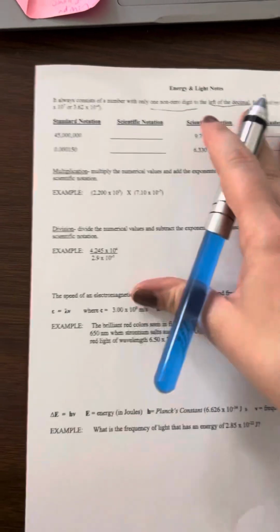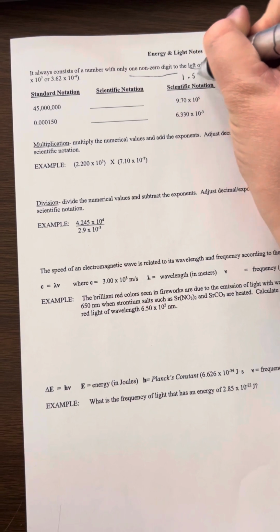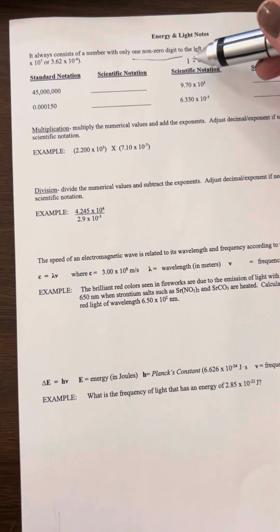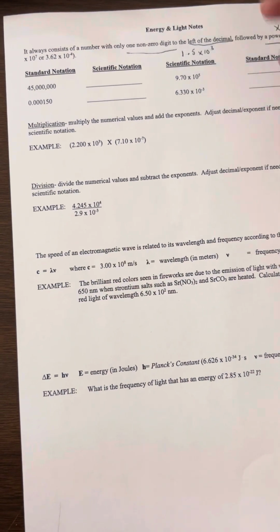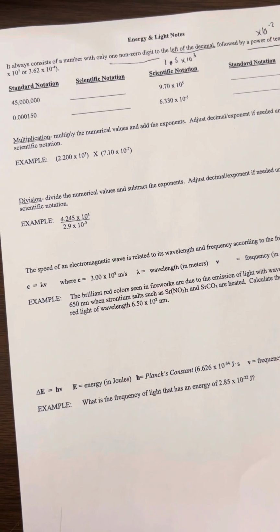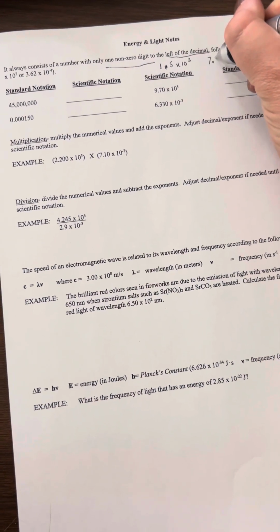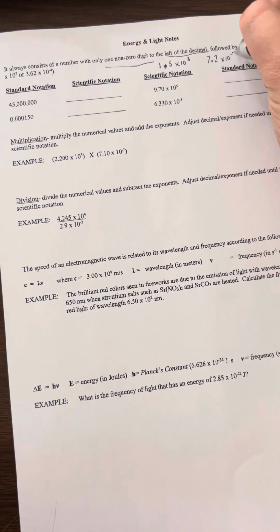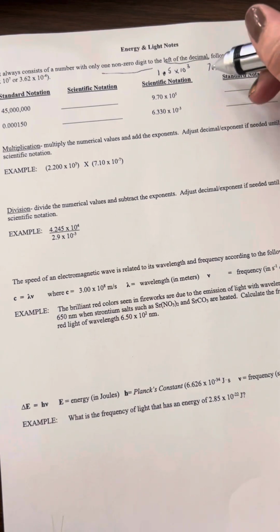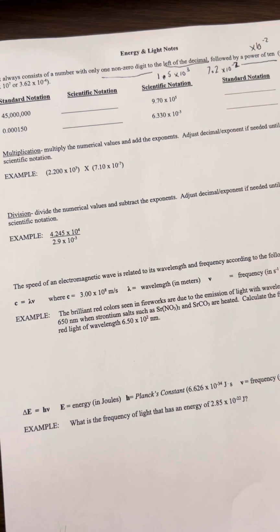Okay, so for example, something that would be scientific notation would be 1.5 times 10 to the third. That is one number that is not a zero in front of the decimal, and it's times 10 to an exponent. So that's proper scientific notation. You could also have something like 7.2 times 10 to the negative 2. So that's still one number that isn't zero. It's 7.2 times 10 raised to an exponent, a negative 2.